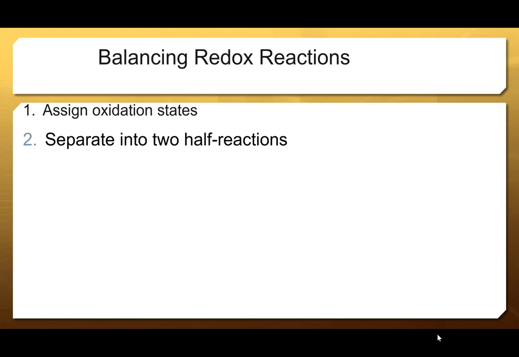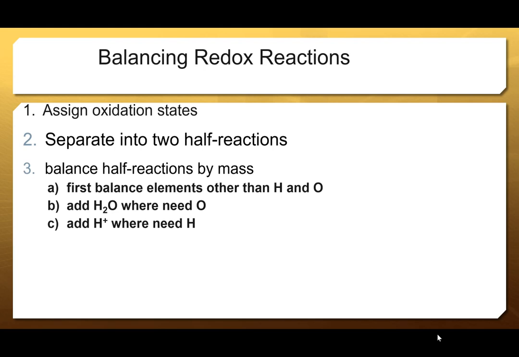So we know that one of the reactions is going to be an oxidation. One of the reactions is going to be a reduction. If we go ahead and separate them out, sometimes it's a little bit easier to see the oxidation and the reduction. And it's also something we're going to need to do for balancing.